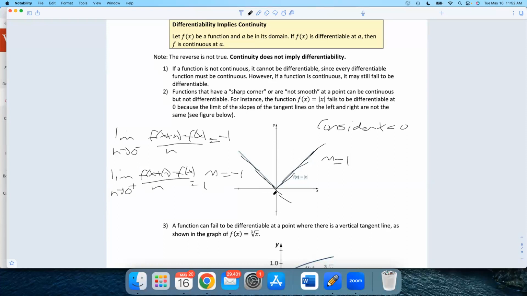So one side says the derivative wants to be -1. The other side says it has to be +1. It can't be both. Limits only exist if both one-sided limits agree. So here the limit does not exist. F prime at 0 does not exist. You can't have a sharp corner.